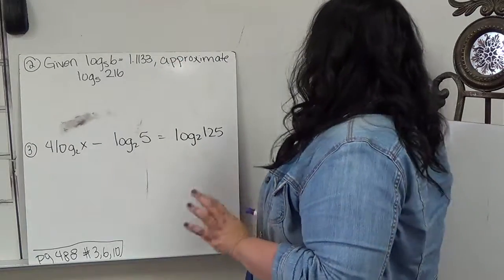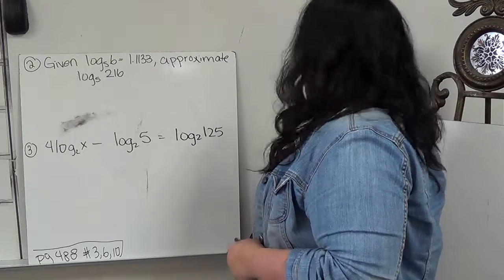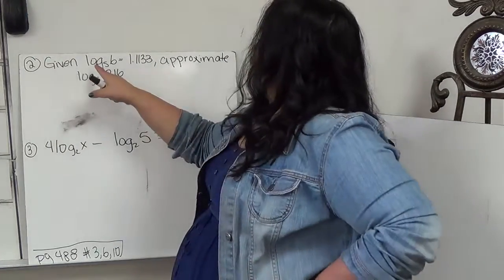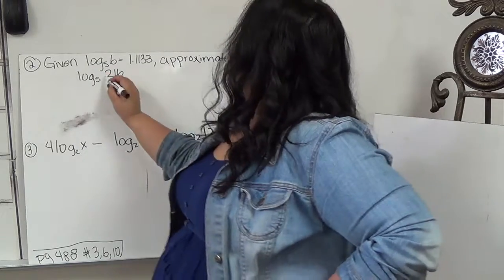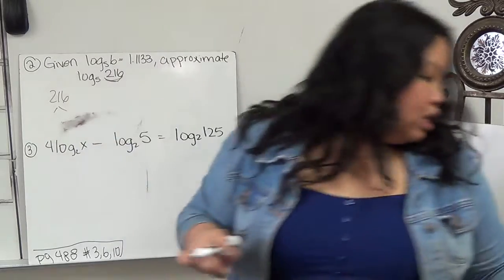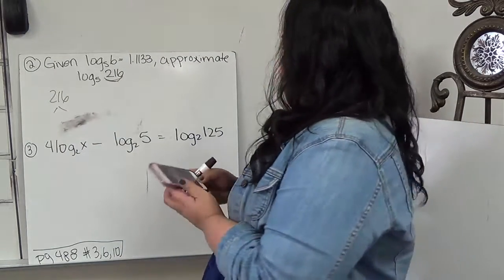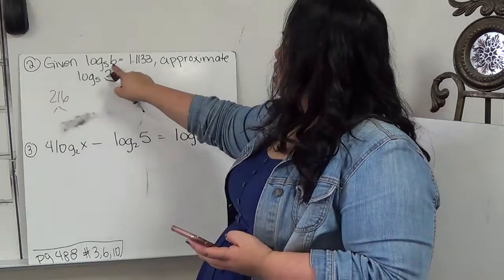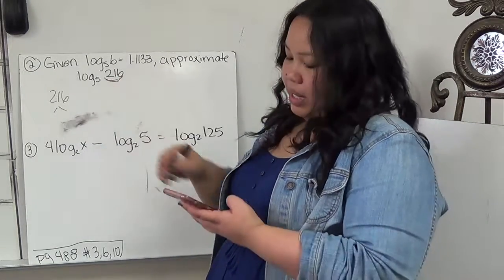Okay, so it's the same thing. Similar, we're just going to use similar tools. So they tell us that log base 5 of 6 is 1.1133. So I'm going to take this number and I'm going to factor it. So 216, let's say, divided by 6. I'm going to do 6 because this is 6, so somehow there's going to be 6 in here.